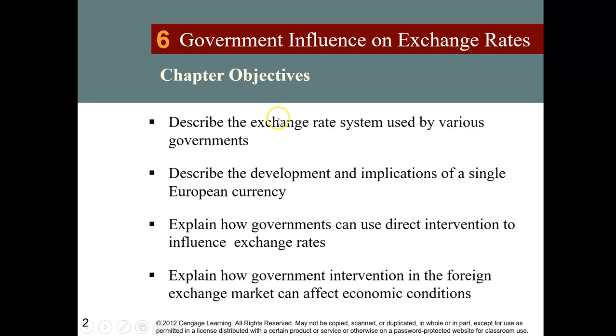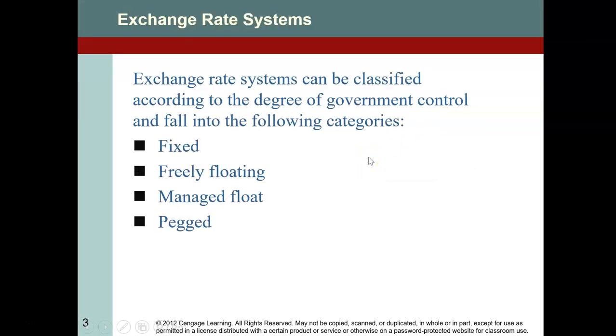Okay, so in sum, we're going to discuss how different governments' policies can affect the exchange rate system. Okay, so let's first look at different exchange rate systems.